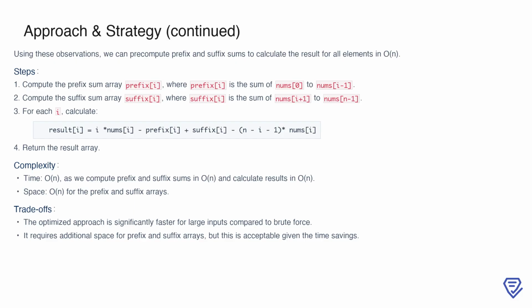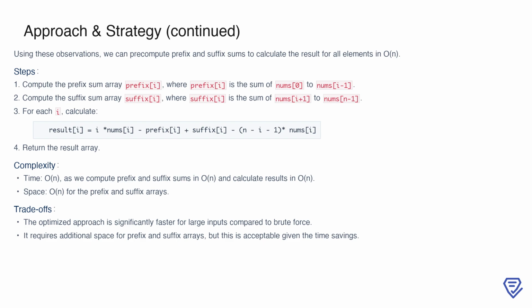For an index i, the contribution of elements to the left is calculated as i * nums[i] - prefix[i], and the contribution of elements to the right is suffix[i] - (n - i - 1) * nums[i]. Combining these two parts gives the result for nums[i]. This method reduces redundant calculations, achieving a time complexity of O(n) for both the prefix and suffix sums, as well as for calculating the results.